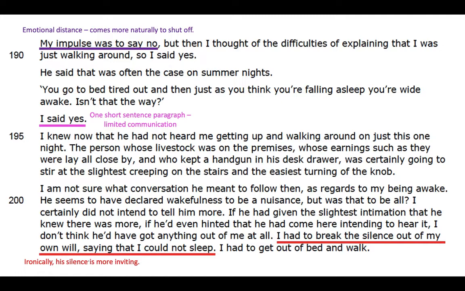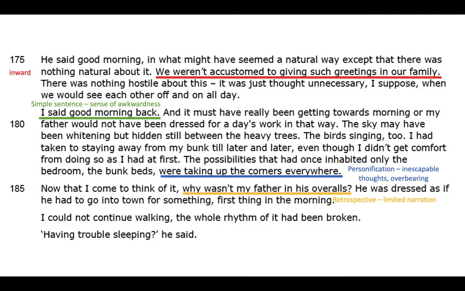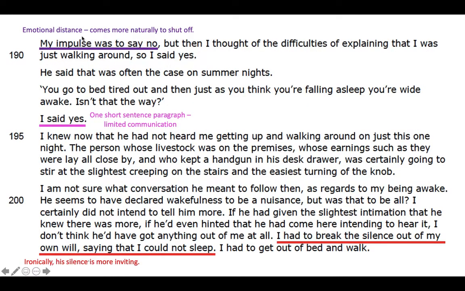My impulse was to say no. But then I thought of the difficulties of explaining that I was just walking around, so I said yes. So her impulse was to keep everything to herself, to not even explain that she's having trouble sleeping. So again, we've just got this emotional distance. It comes more naturally to her to shut off and not express her feelings with her family. And again, there's just an awkwardness. The one short sentence paragraph shows the kind of limited communication. I said yes.